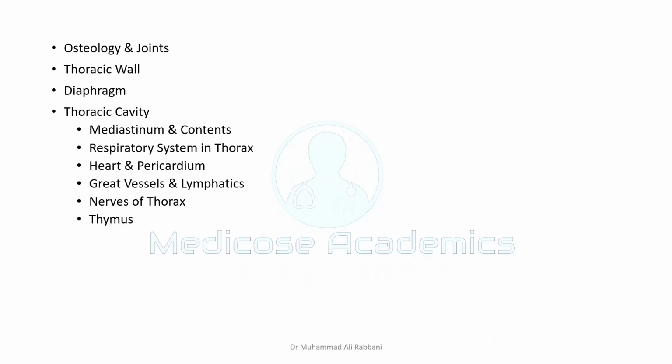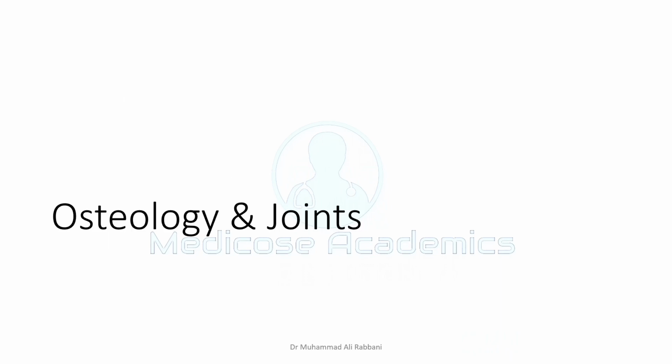So these are the topics. This is the outline of today's topic. We'll discuss the osteology, then soft tissue of the thoracic wall, diaphragm, thoracic cavity, and within thoracic cavity, mediastinum, respiratory system, cardiovascular system, nerves, and other viscera that are present. So let's start with the osteology and joints.